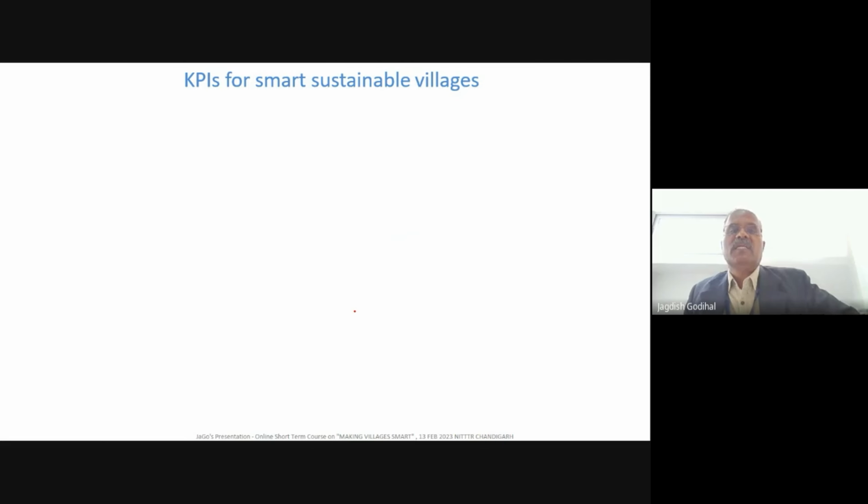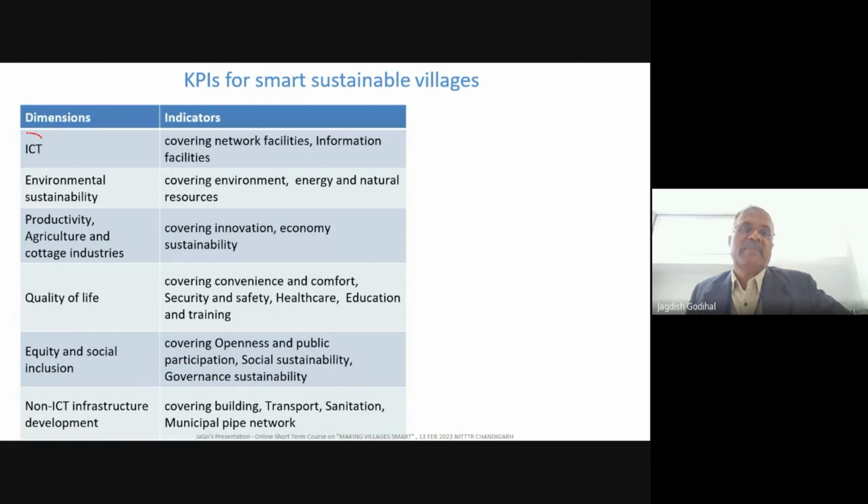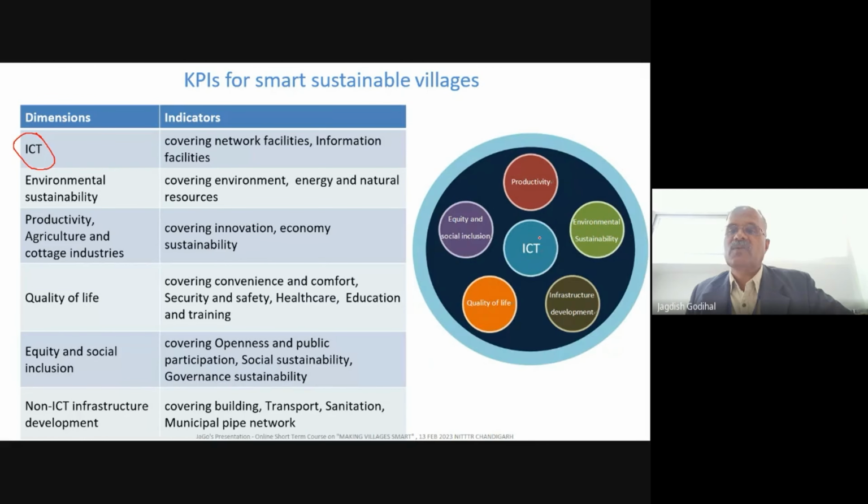Now if you look into the key performance indicators for a smart sustainable village, ICT, as I mentioned, is the main one. ICT, information communication technology, is going to connect to productivity. When I talk about productivity, it is not only agricultural productivity but also cottage industries productivity, whether it is pottery, blacksmithy and so many other things. Then you are going to have environmental sustainability, infrastructure development, quality of life, equity and social inclusion. These are all the things we need to look into.